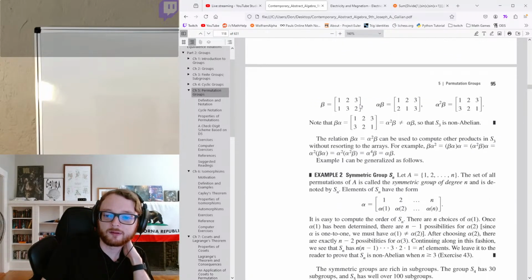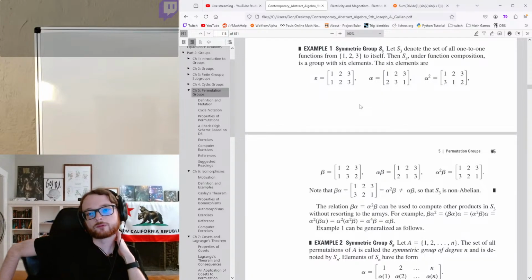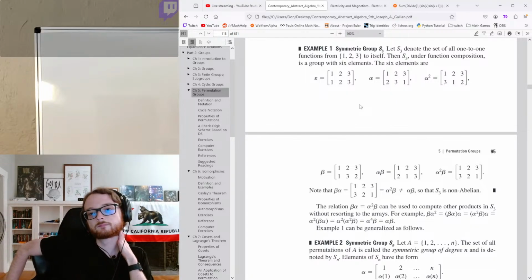I've already read this stuff, but it's been long enough that I need to reread it. And we introduce symmetric groups. S3 is the set of all one-to-one functions from 1, 2, 3 to itself. You take this set with function composition, and it's a group.